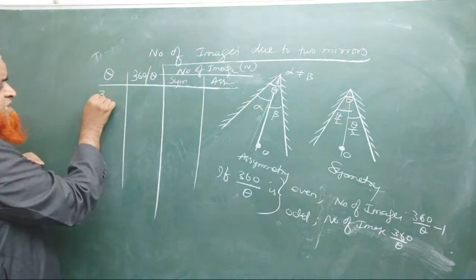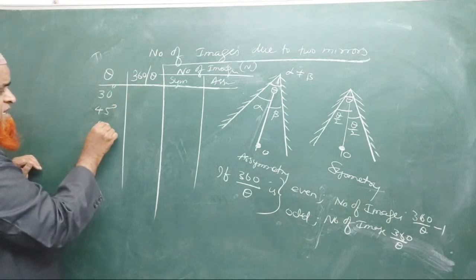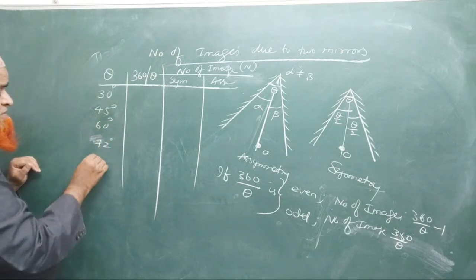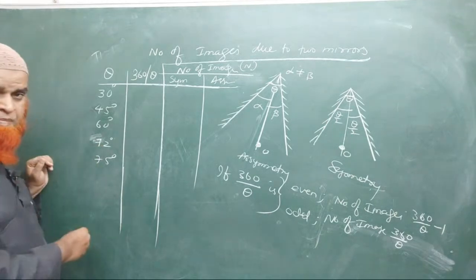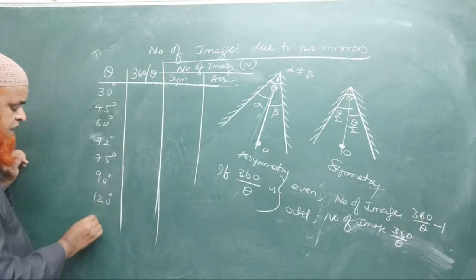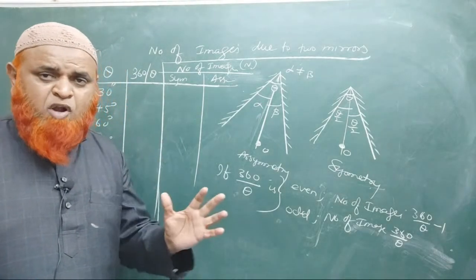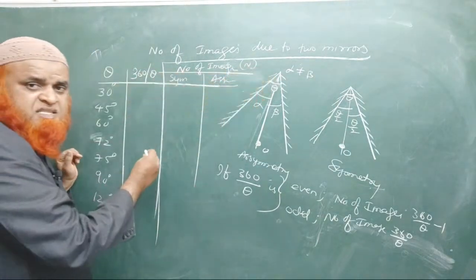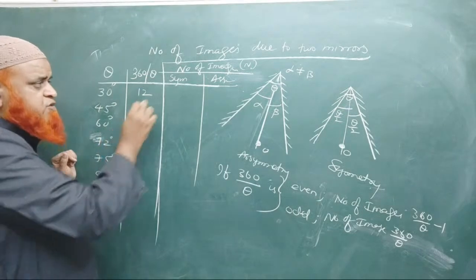So first of all, let us take 30 degrees and you can take it as 45 degrees, 60 degrees, and you can consider 72 degrees, 75 degrees. If it is 75 degrees, what happens? 72 degrees, what happens? And if it is 90 degrees, what happens? And if it is 120 degrees, what happens? If it is 180 degrees, what happens? This is a tabular column which is going to explain you almost all the problems of this type. Now, 360 by theta you have to find out first of all. If it is 30 degrees, 360 by theta is going to be 12.